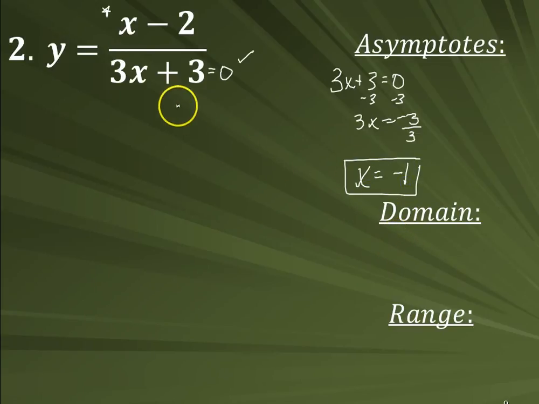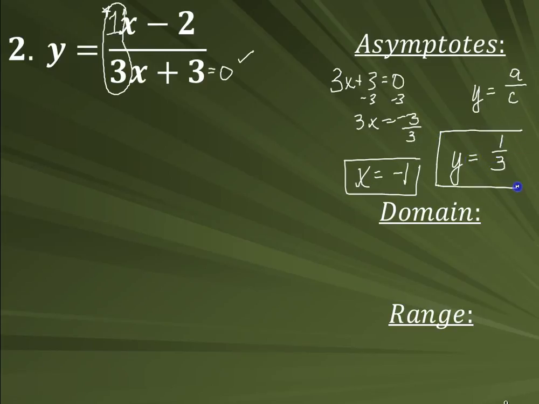My y asymptote. Remember the y asymptote, when we had the polynomial over the polynomial, was a over c. And what did we say? The a over c were the numbers in front of the x's. Well, there's nothing up here in the top in front of the x. So what is it? That's a 1. So my a over c is going to be y equals 1 over 3.